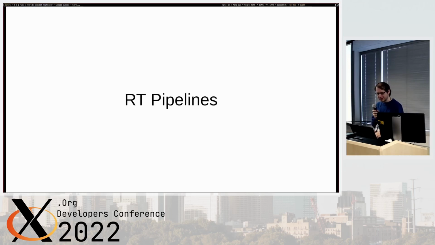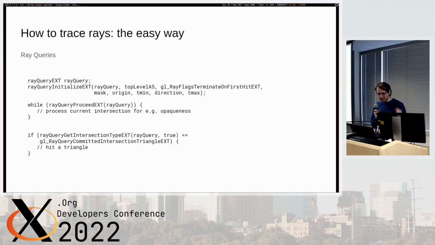And then I'm going to talk a bit more about the API side. I talked all about ray tracing and how to build the BVH, but not about how an app uses it. So, how to trace rays. There are actually two Vulkan extensions for it. The easy one just provides you a GLSL object, a ray query, and then you initialize it with the ray and some parameters, and then you say, trace me a ray.